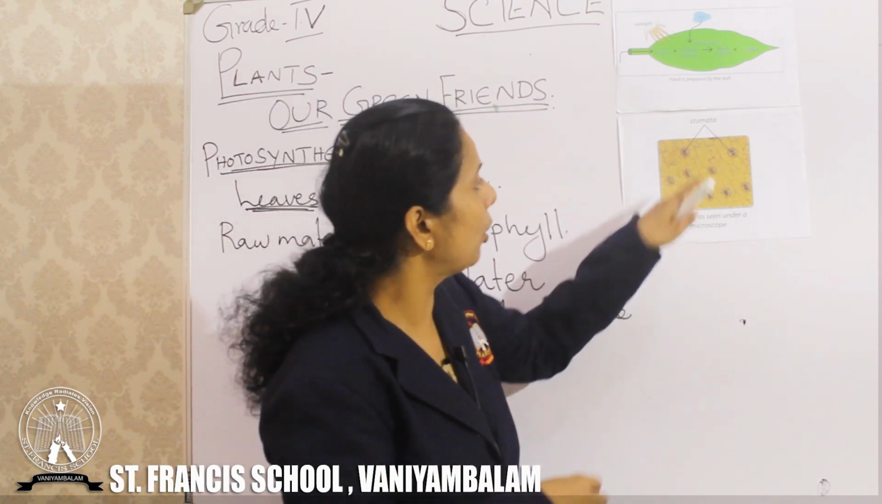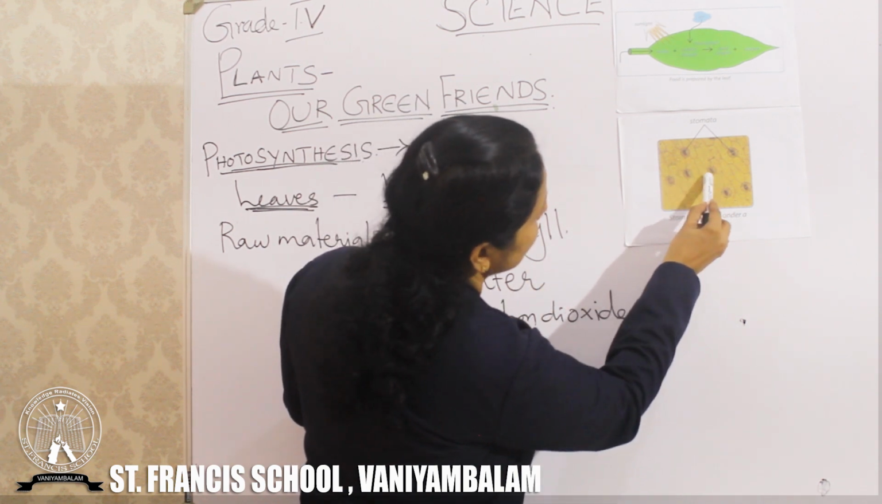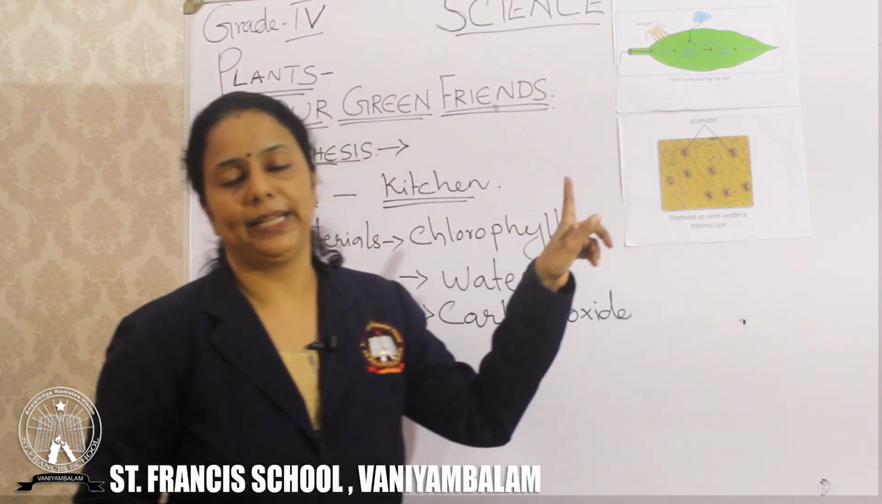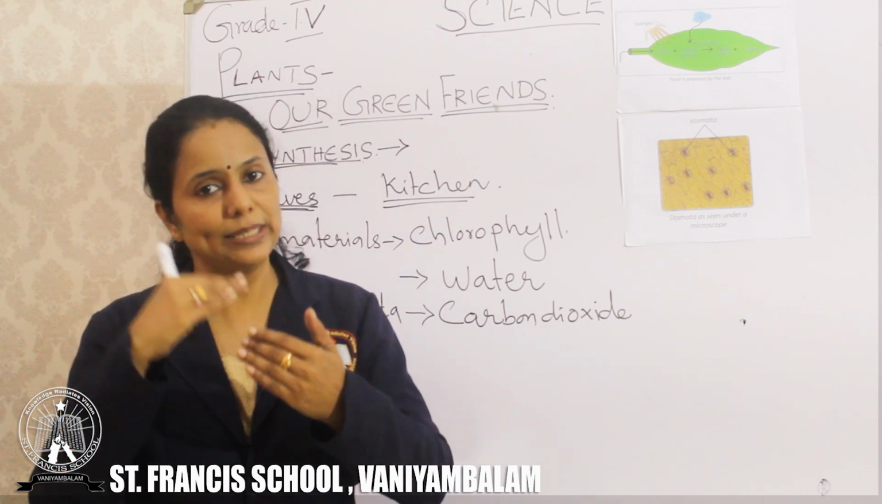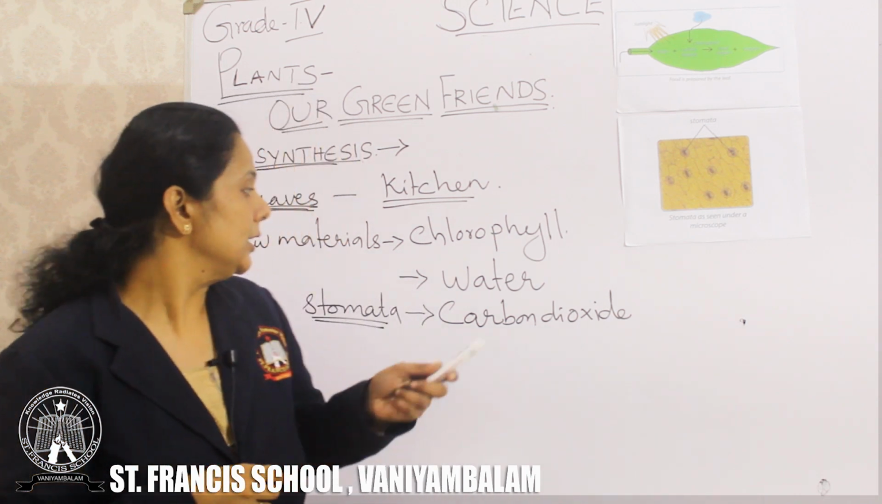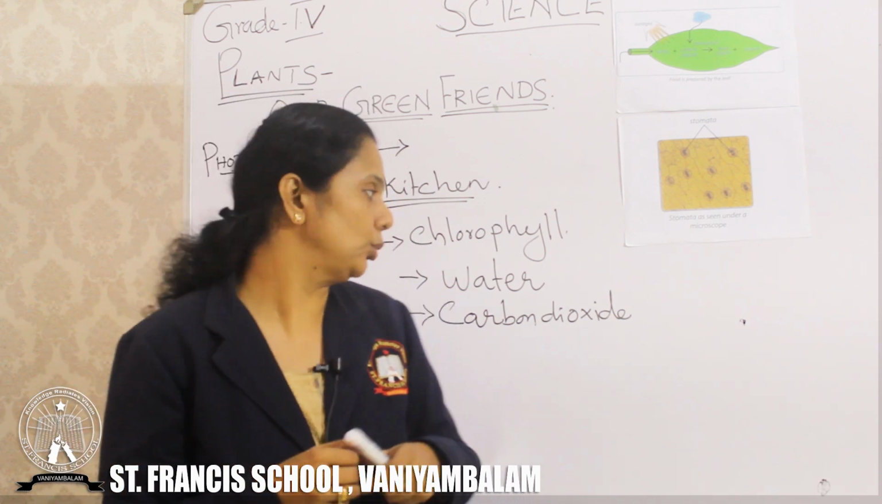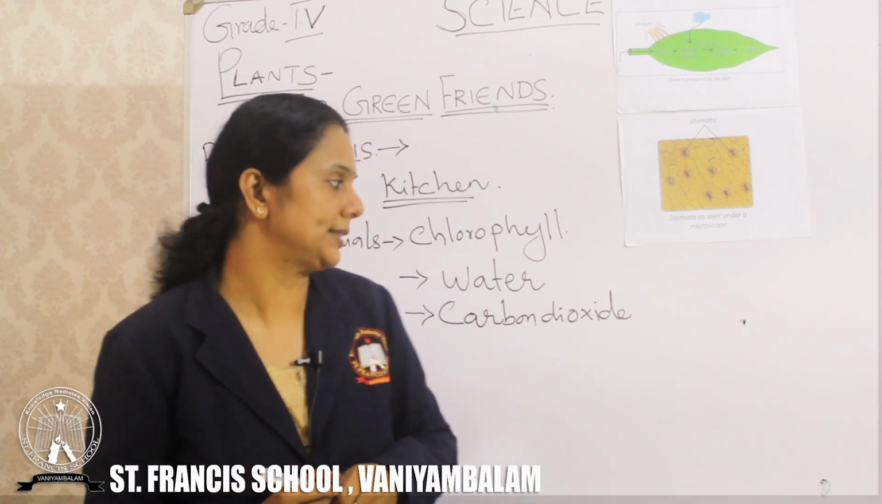Okay, so these are small openings. As you can see here, small openings like this, and through these openings carbon dioxide comes into the leaf from the atmosphere. So carbon dioxide also comes into the leaves through these stomata. So that is the next ingredient of photosynthesis.